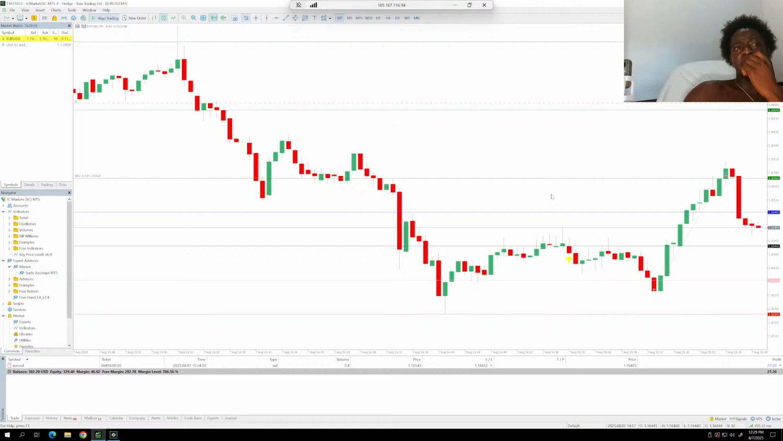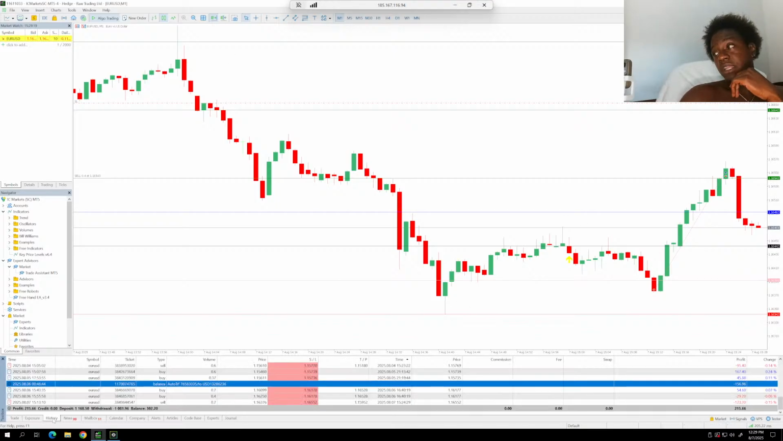Another thing I noticed is I'm not getting commissions on this IC Markets though. I don't know if my lot sizes aren't big enough for commissions, but they're not charging me commissions to get in and out of the trades. It's damn near free. Let me show you guys. I don't know if they just take their commission based off the spread or what. So net profit is $200. Nice.